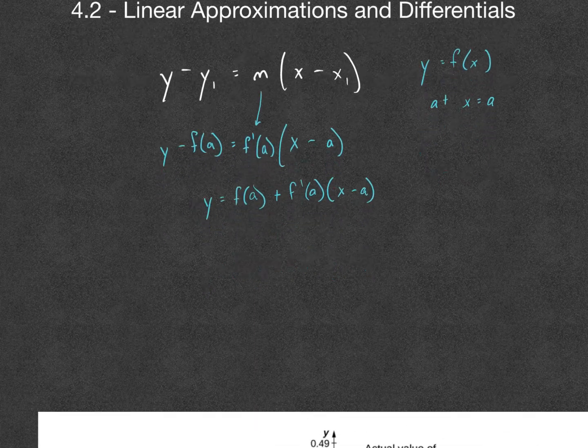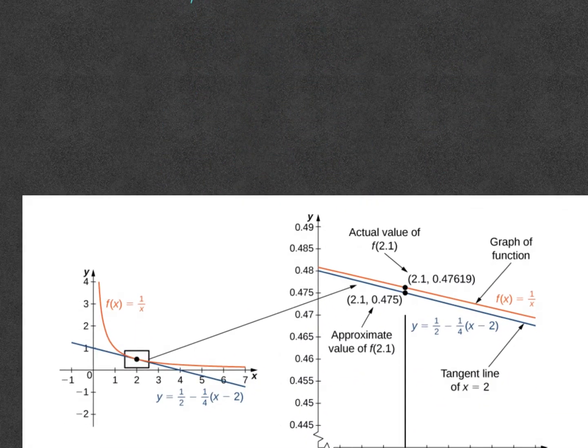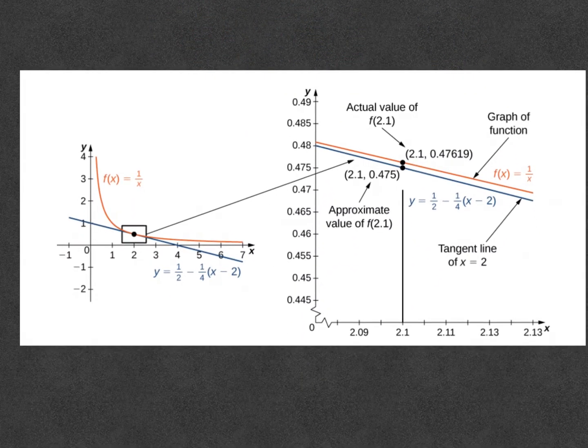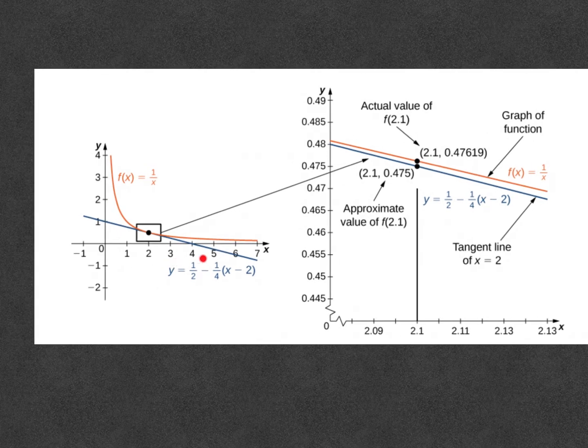All right, so what do I mean by that? Well, let me scroll down to this graph here. We have the graph of f of x equals 1 over x, and this equation at the bottom is the equation of the tangent line at x equals 2. So that work has been done for us. Here's 1 over x, and this is the equation of my tangent line.